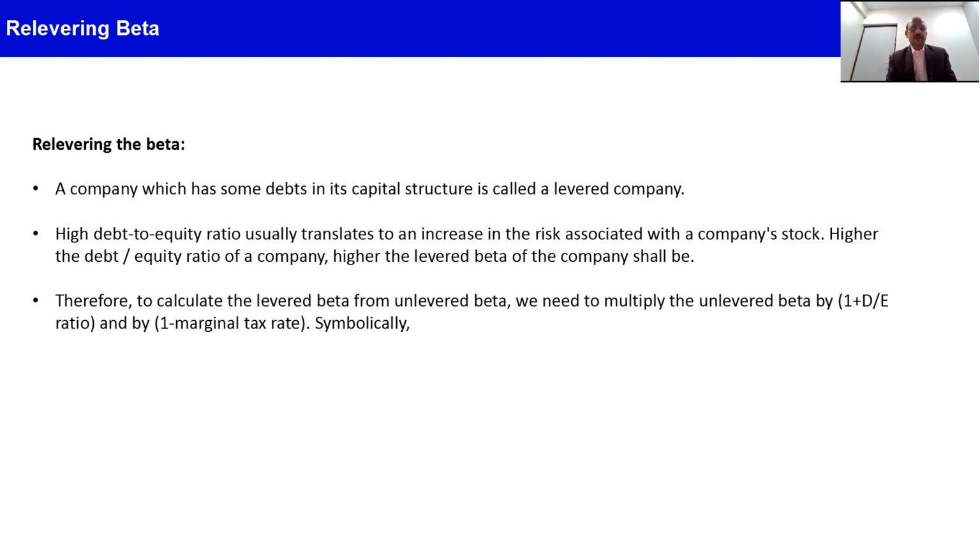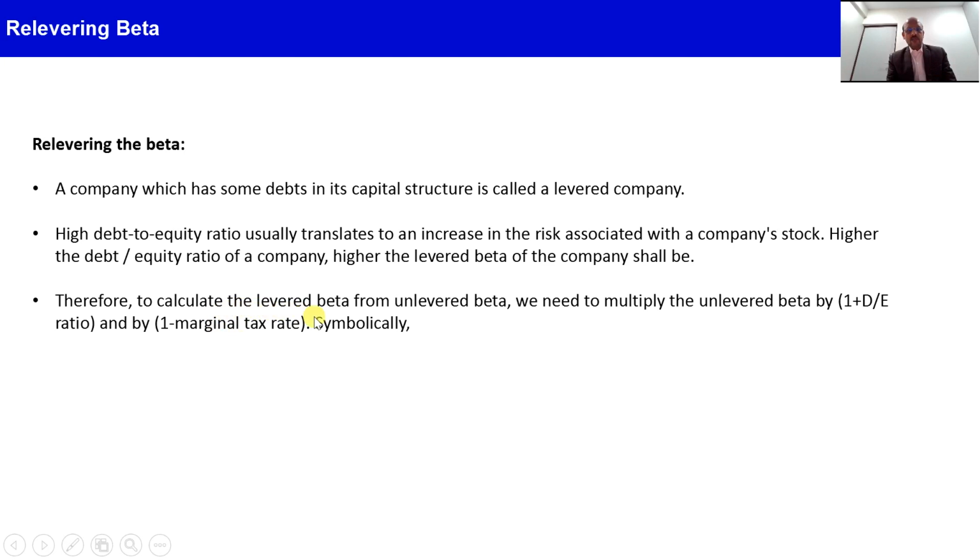So how do we relever the beta? It's very simple. A company which has some debt in the capital structure is called a levered company. The higher the debt equity ratio of the company, the higher the levered beta normally becomes, because a higher debt equity ratio means the company has high leverage, and that adds to the risk of the company.